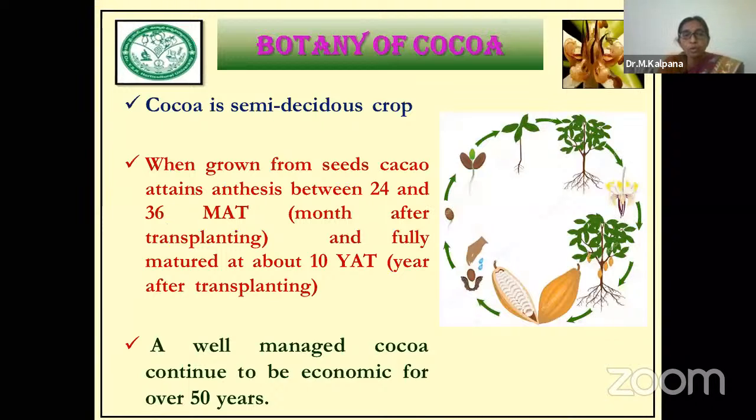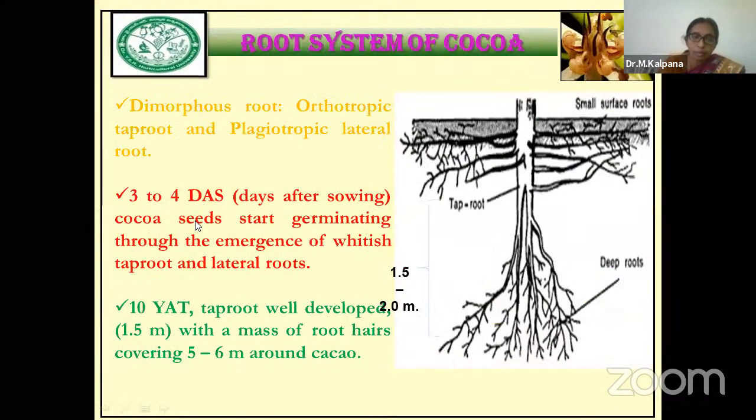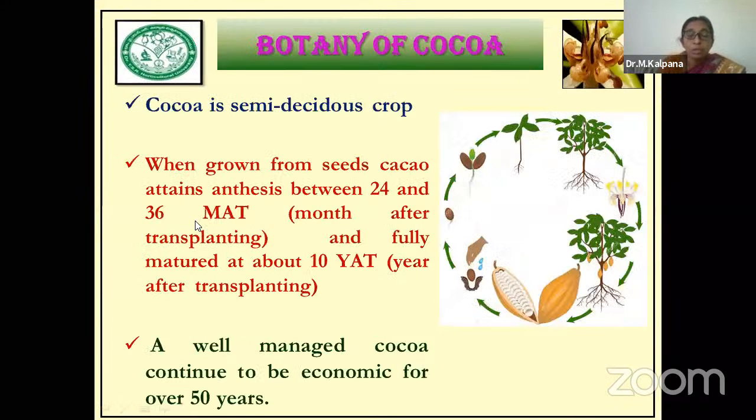When the seed is sown, it comes to anthesis, meaning the first flowering, within 24 to 36 months after transplanting, and full maturity at the age of 10 years after transplanting. Its first crop comes between 2 to 3 years, and the matured crop, meaning economic yield, starts around 8 to 10 years after transplanting.